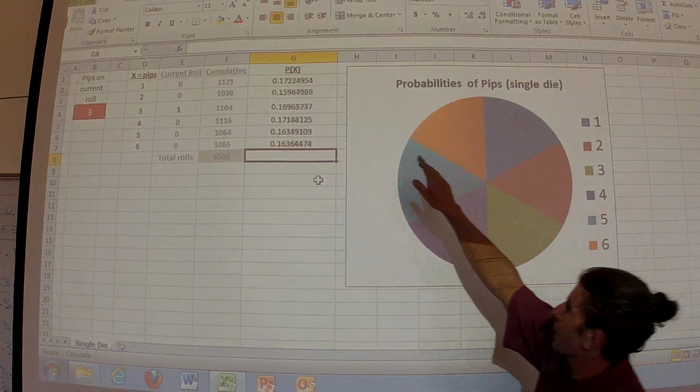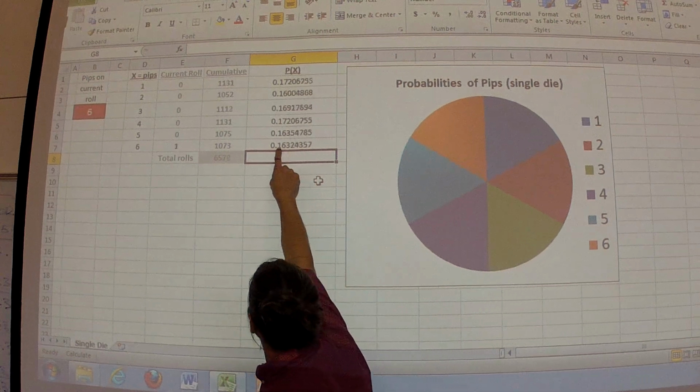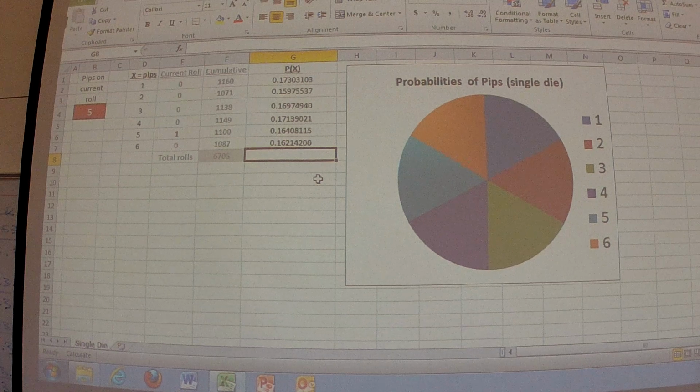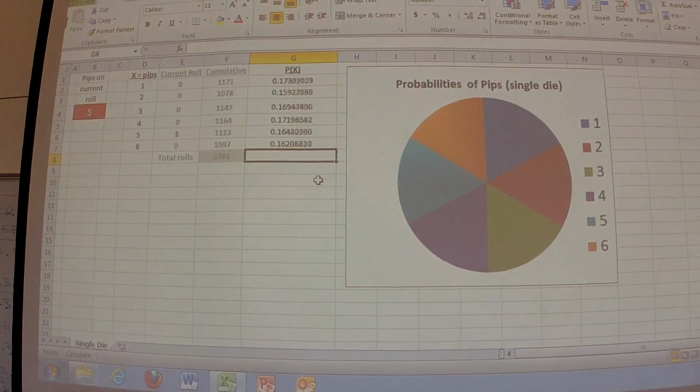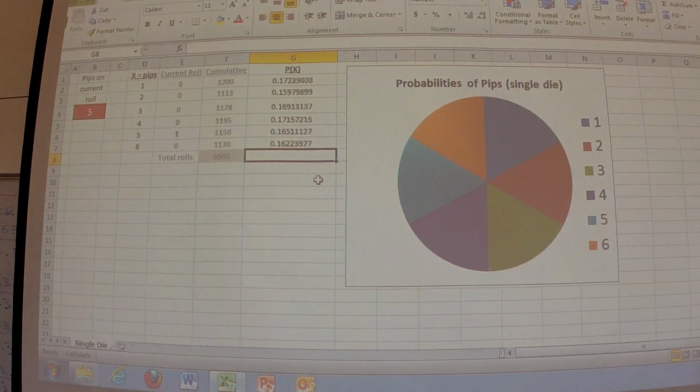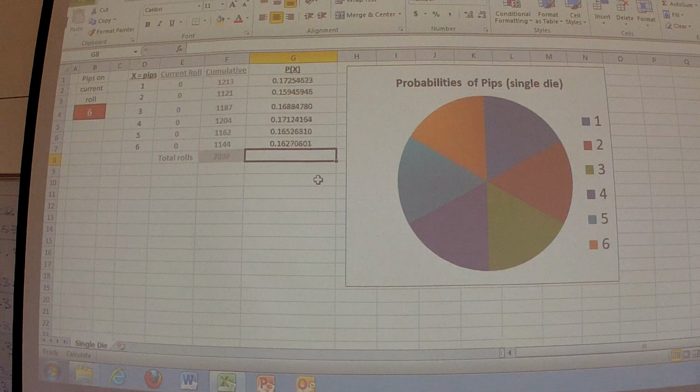Notice the decimals over here are changing quite a bit, but the ones right here are changing very slowly. That's because they're starting to hone in on that first point. What is 1/6 as a decimal? Janelle, go ahead. It's 0.166666, repeating forever.